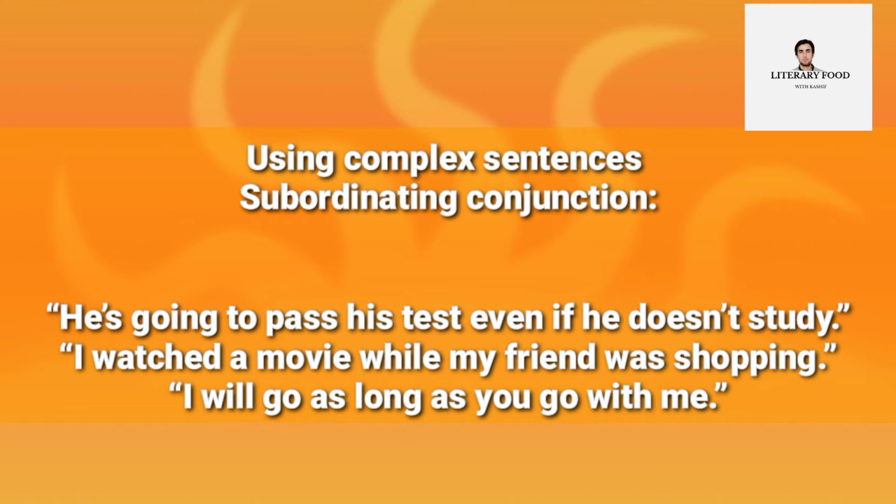The second example is, I watched a movie while my friend was shopping. That shows concurrent events. The third example is, I will go as long as you go with me. That indicates an outcome will occur under a certain condition. In the examples above, the subordinating conjunctions even if, while, and as long as introduce the dependent clauses and specify their relationship to the independent clauses.